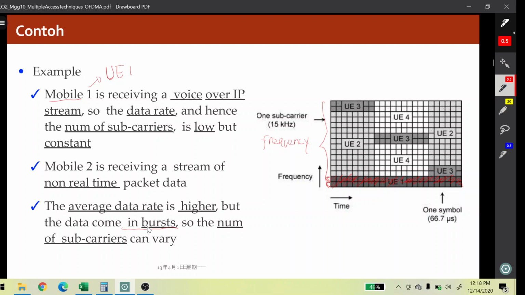Now, because it only requires a short period of time, in the time domain over here, we only allocate the time according to how long the data burst happens. So in UE 2, if we are looking at UE 2 or mobile 2, this one is UE 2.